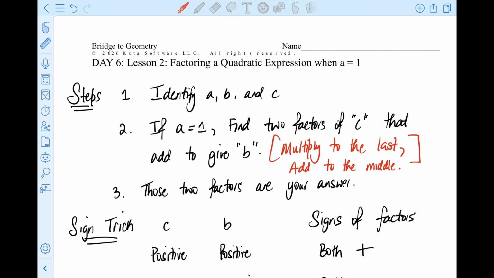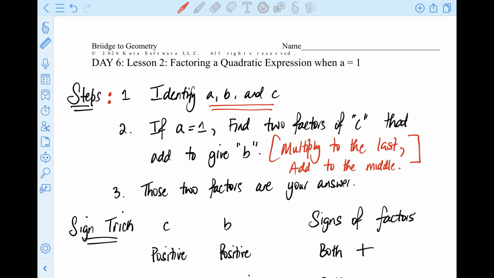So, right now, what I've had is the steps. The steps are actually pretty straightforward. This is not necessarily where people get tripped up, right? So, let's talk about the steps first. So, the steps are step one, identify A, B, and C. I think we're already unlocked for doing that. We're good with that, right? Step two is if A is equal to 1, right?